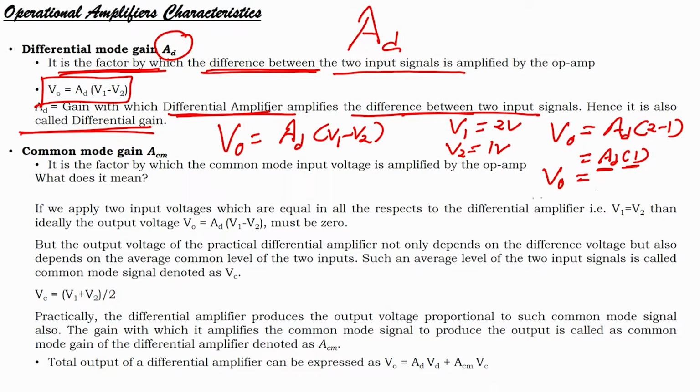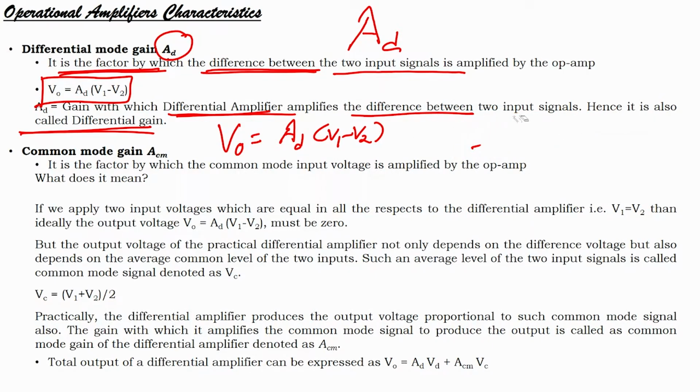and that is why AD is called differential mode gain. Correct, easy. So now we know what you mean by differential mode gain.